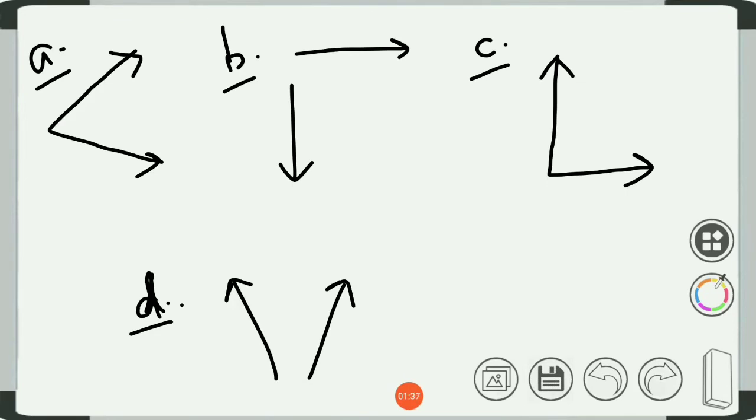Now let's solve some questions of exercise number 30. In this question you have to find which one represents an angle and which one does not. Look at figure number 1, part A. These two lines join together at a common point which forms an angle. So figure A represents an angle.